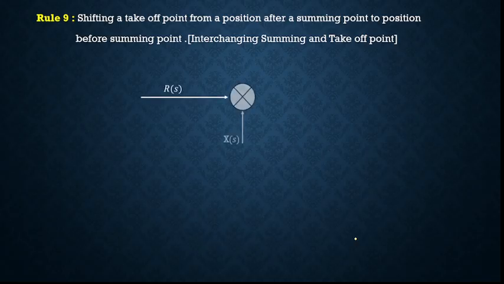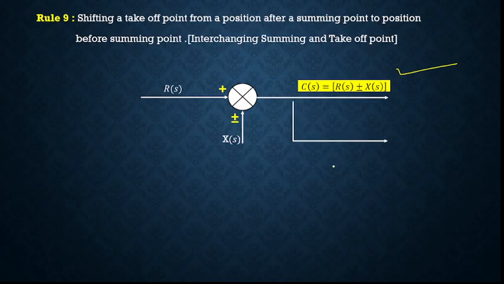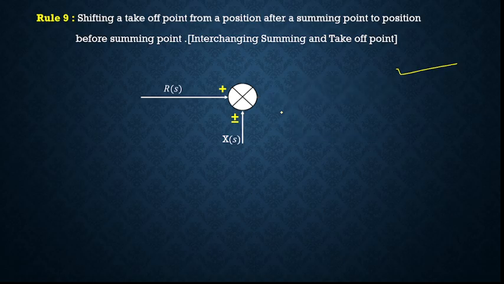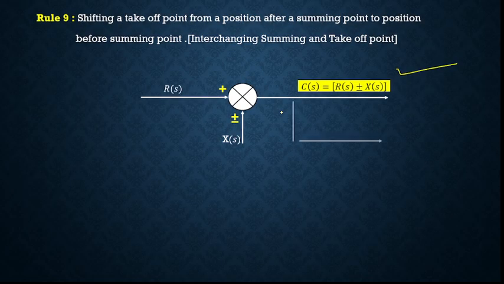So this is your R of s. This is the summing point with another input x of s. C of s is equal to R of s plus minus x of s. Now here you are having the takeoff point after the block. Previously we were having the takeoff point before the block. So again you are going to get C of s equal to R of s plus minus x of s. So here both the outputs are the same.